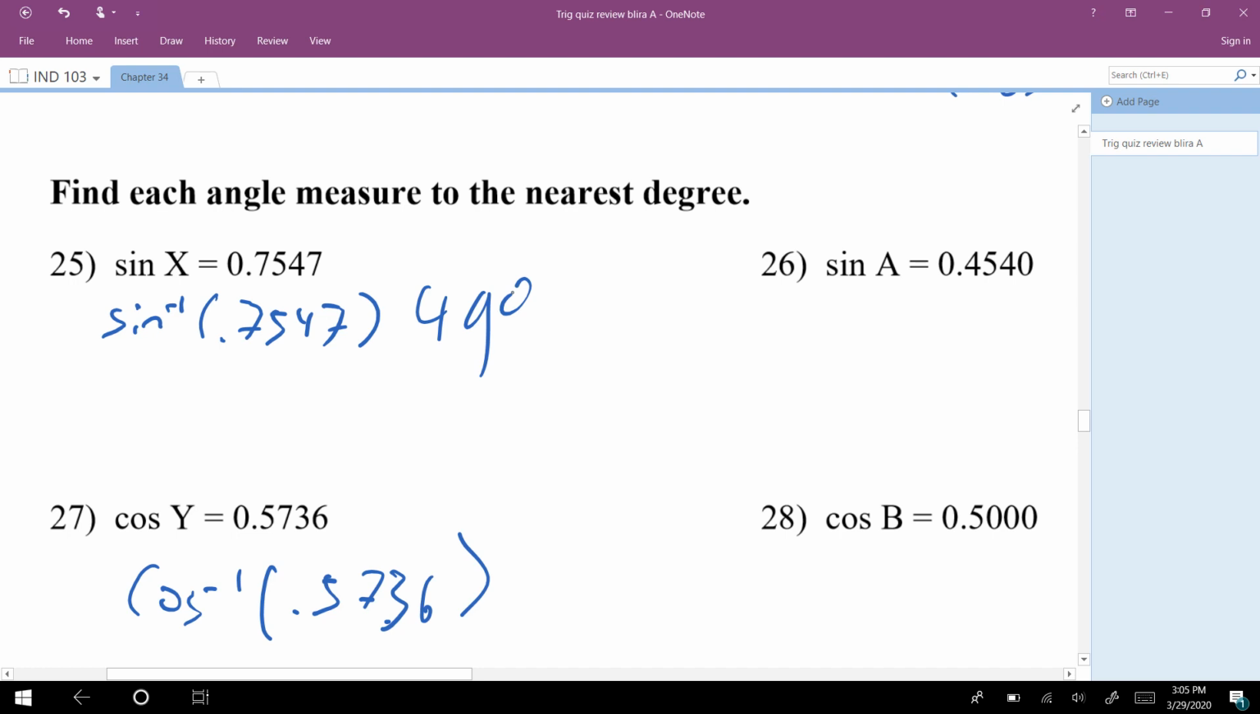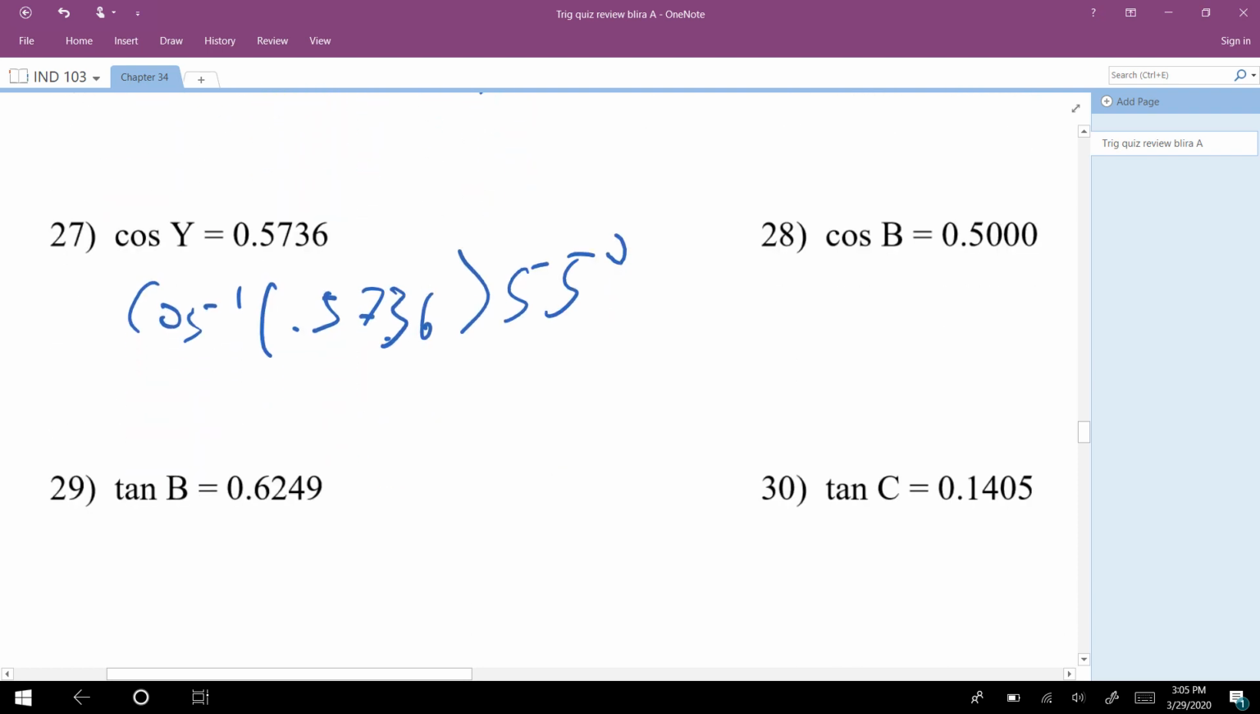Cosine⁻¹ of 0.5736. Enter. 55 degrees. And so on. Just follow the directions. That's all at once.